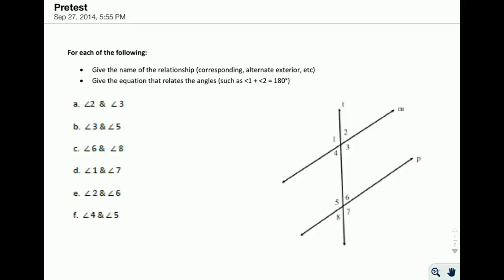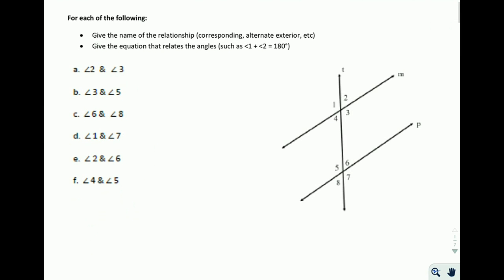Looking at the lines and triangle unit pretest. For the first page here, we are asked to give the name of the relationship, either corresponding, alternate, exterior, whatever it might be, and also write an equation that relates the two angles in question.